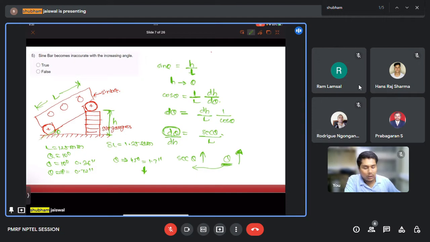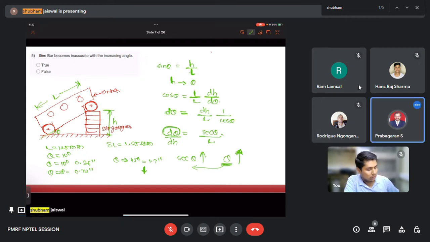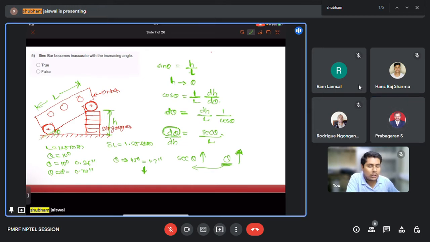Exponential increase in error. Am I right, sir? Yeah, somewhat like that. But it's not exactly exponential. We need to calculate for each and every theta value. Then only we can say whether it is exponential or not. Yeah, exactly, sir. So that's why the sine bar becomes inaccurate with the increase in angle. So the correct answer is true.